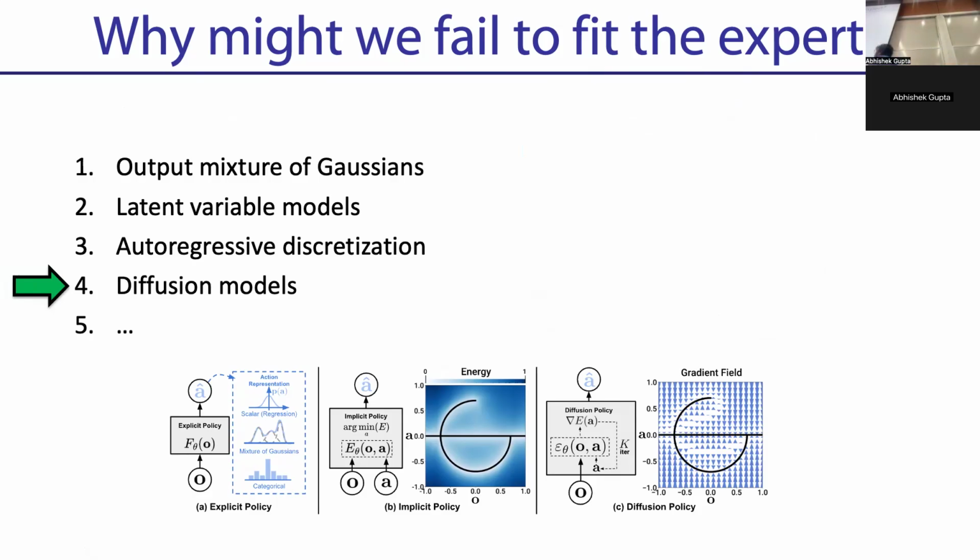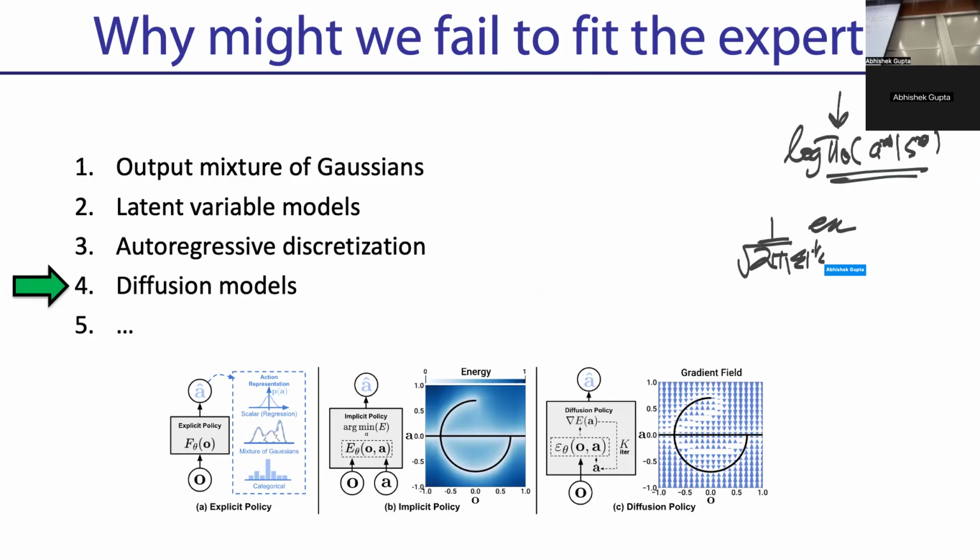The con here is that diffusion models don't give you likelihoods. For instance, if you wanted to compute log pi theta of A star given S star, diffusion models don't give you a closed form likelihood. When I say closed form likelihood, I mean if you look at something like a Gaussian, you'll have something like this. That's the likelihood of a Gaussian. It's closed form. I can always compute what the probability under a Gaussian is, but it's really hard to compute what the probability under a diffusion model is.